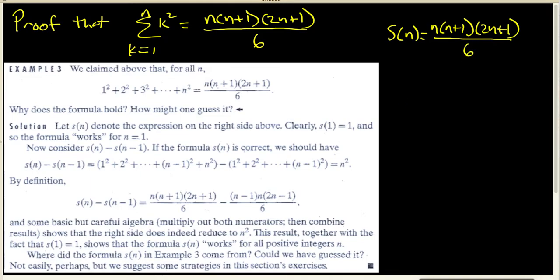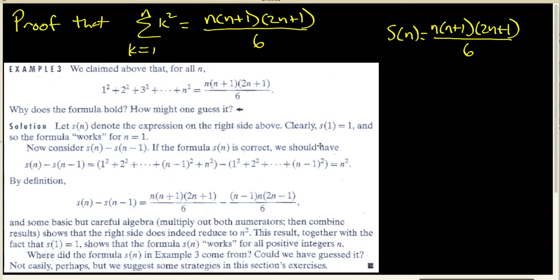Now, the next thing the authors say is clearly S of 1 is equal to 1, and so the formula works for n is equal to 1. As a mathematician, this tells me that the proof is really based on something called the principle of mathematical induction. If you are a math major, you will study mathematical induction in a course that at Buff State is called Math 270, Discrete Mathematics. For those of you who aren't math majors, we'll get just enough of a flavor of mathematical induction to see why this is working in this particular problem.